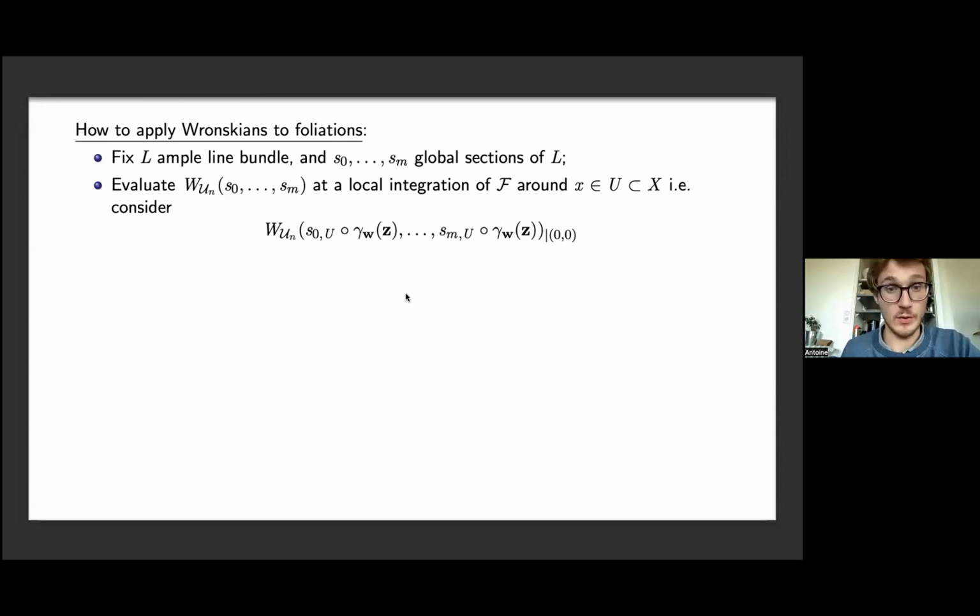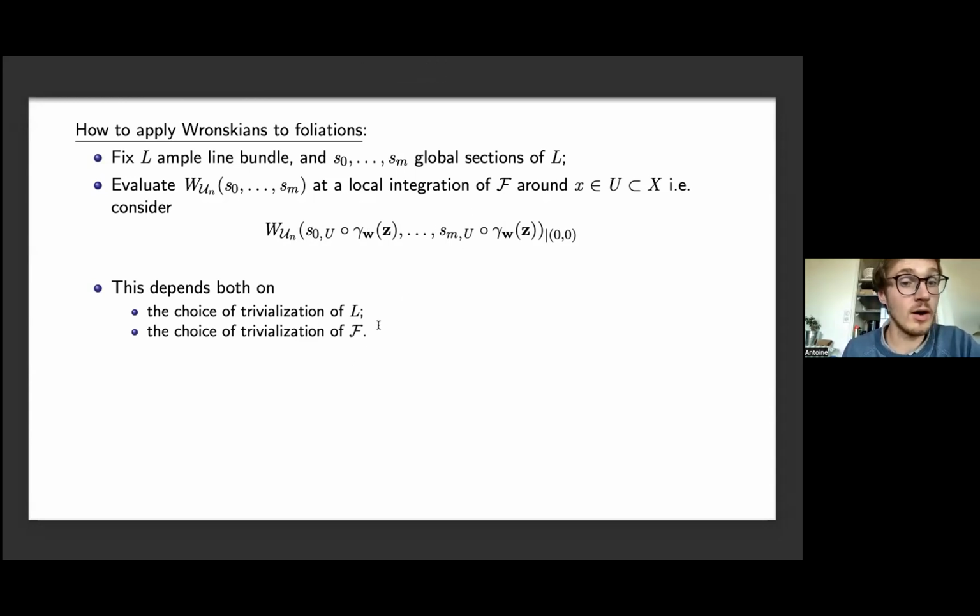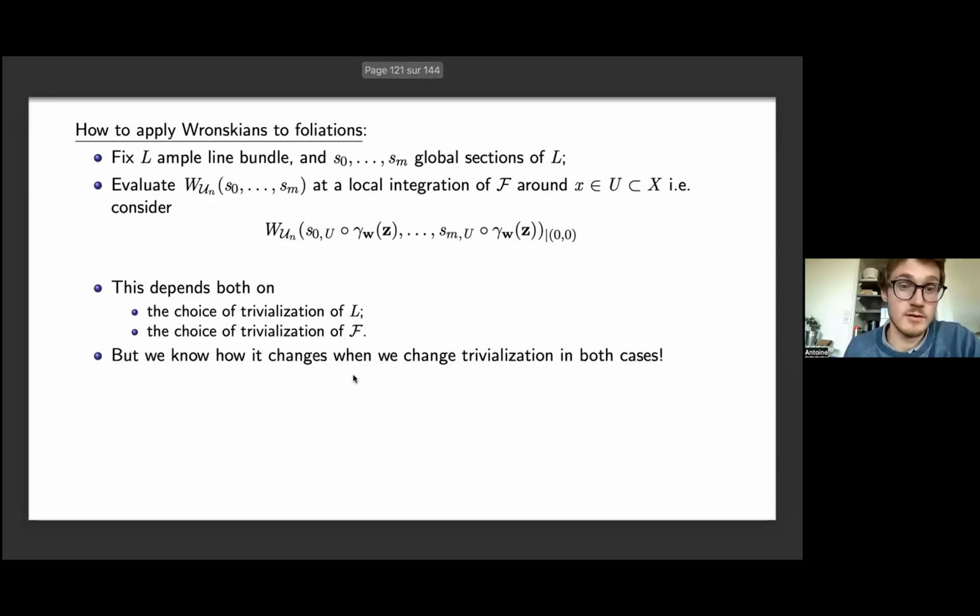And so here, this number depends both on the choice of trivialization for the line bundle, so how we write our section in trivialization, and it depends as well on the choice of trivialization of the foliation. So for it to define something interesting, one has to really understand how this number behaves by change of trivialization. And actually, we do know, with the two properties we enunciated, how it behaves.